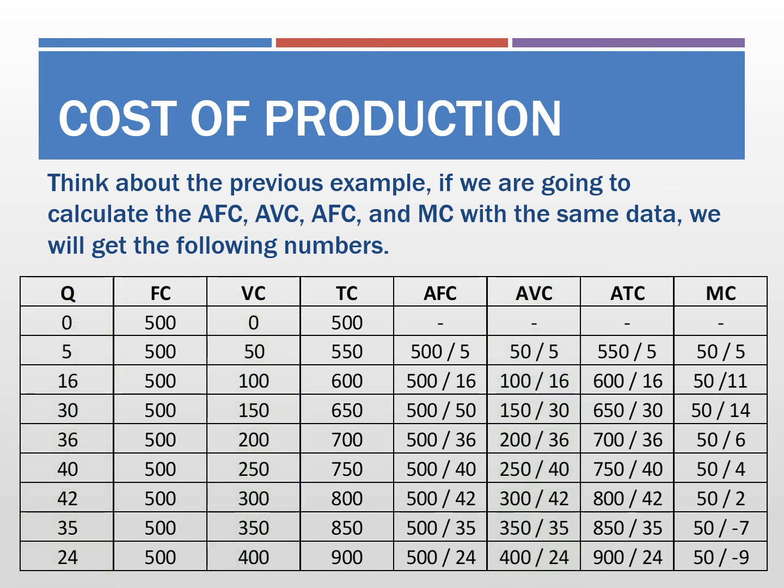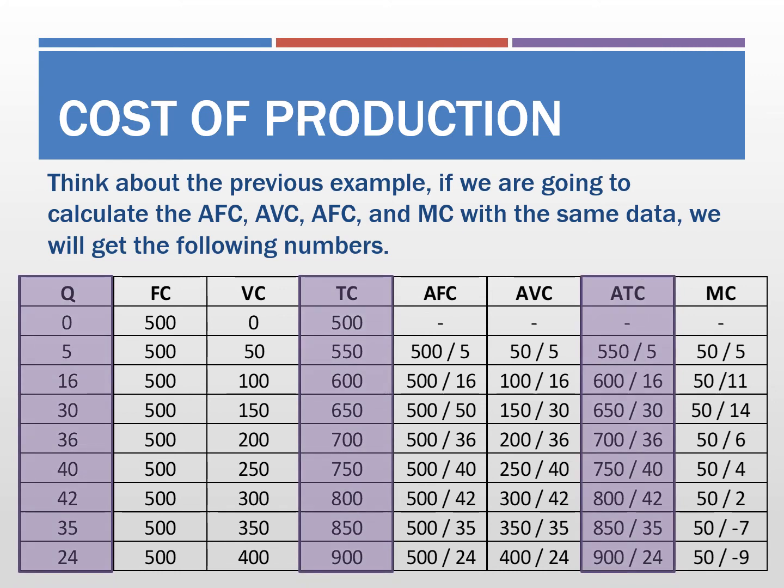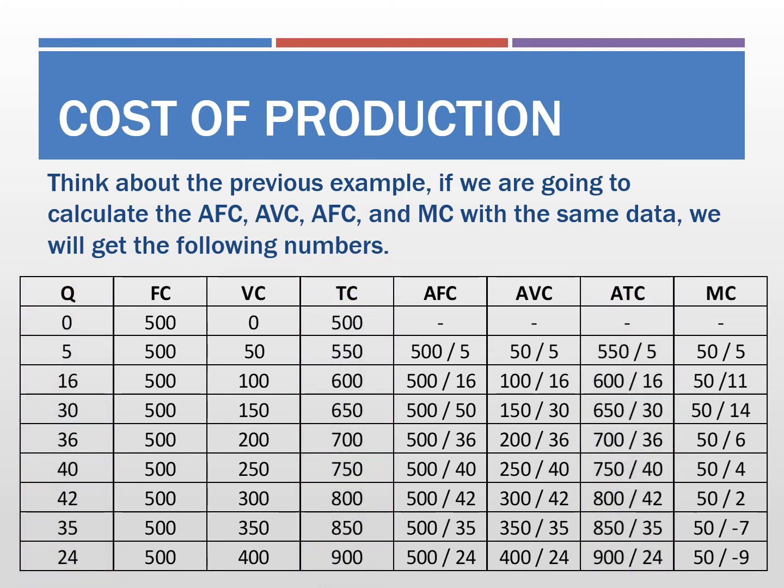The average total cost, on the other hand, uses the total cost column divided by the quantity column. So 550 divided by 5, 600 divided by 16, 650 divided by 30. If you look carefully, you can also calculate the average total cost by using the sum of the average fixed cost and the average variable cost. In this case, if you look at the AFC and AVC columns, you use 500 divided by 5 plus 50 divided by 5. You are also getting 550 divided by 5.